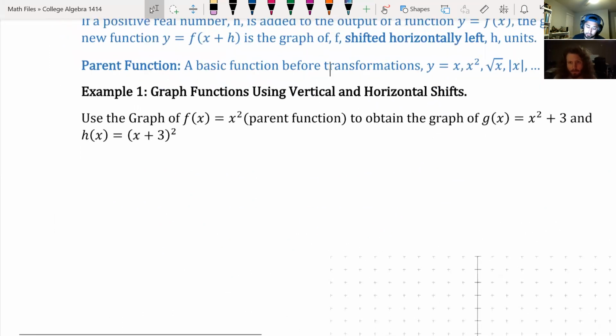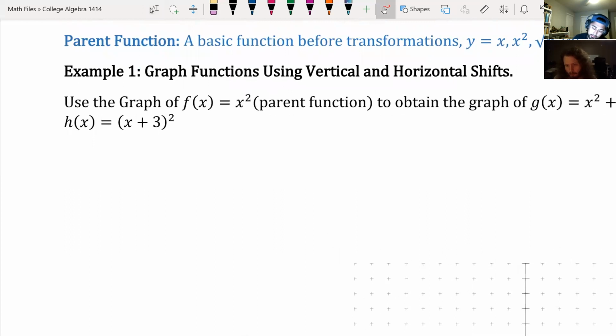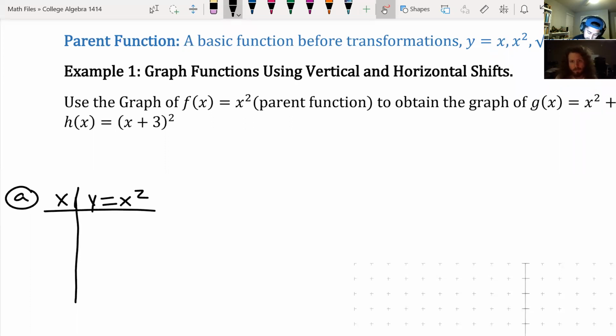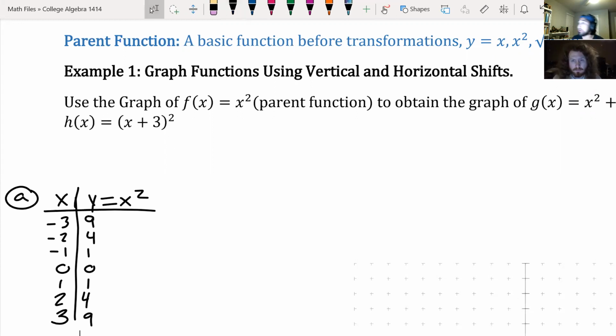So first off, let's go ahead and graph x squared. We'll start with the parent function. I'll call it A. We're going to say x and y equals x squared. This is our parent function. And I'm going to pick values that will only fit on our graph below. So I'm going to go from -3 to 3. Now all we're going to do here is square all these numbers. So we'll get 9, 4, 1, 0, 1, 4, 9. There's our parent function.